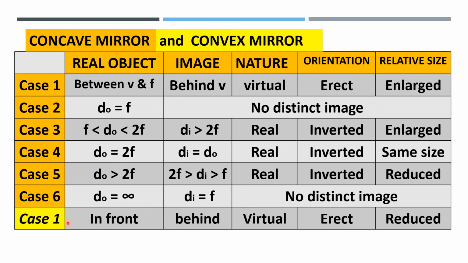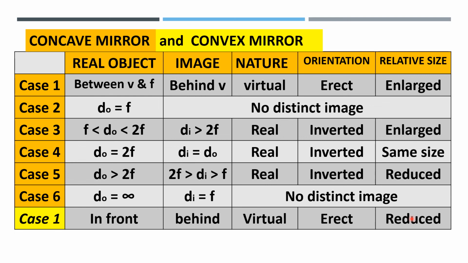For convex mirror, it says here that there's only one particular case. If the object is located in front of a convex mirror, the image formed will always be behind the mirror. In other words, it will always be a virtual image, and it's going to be erect, and it's going to be a reduced image. So that's all that we have for convex mirror. There's only one case, unlike concave mirror where there are 6 cases.